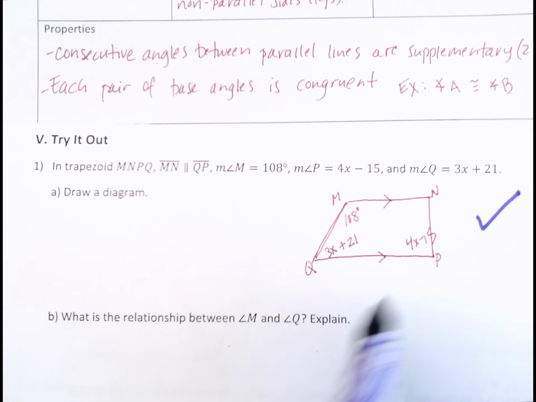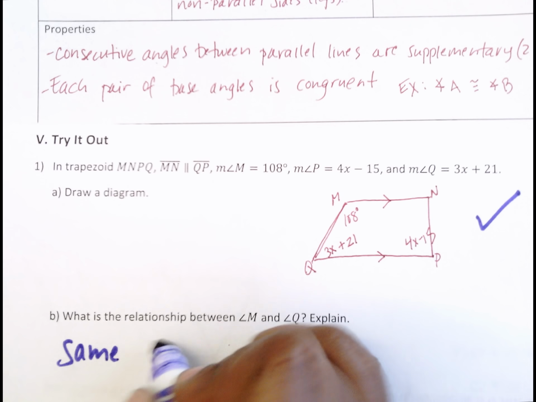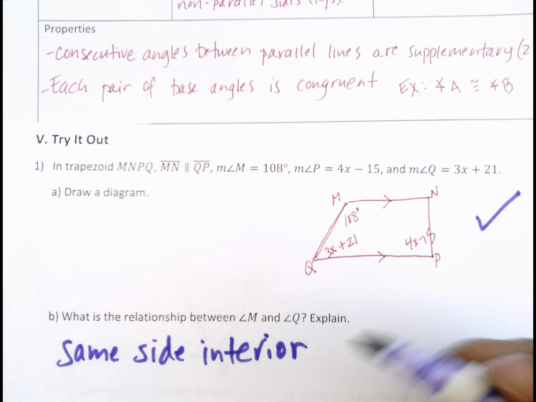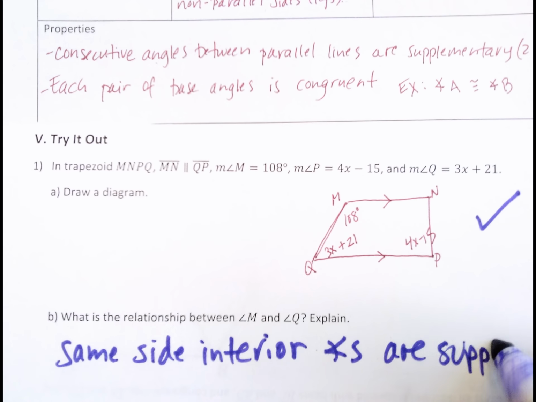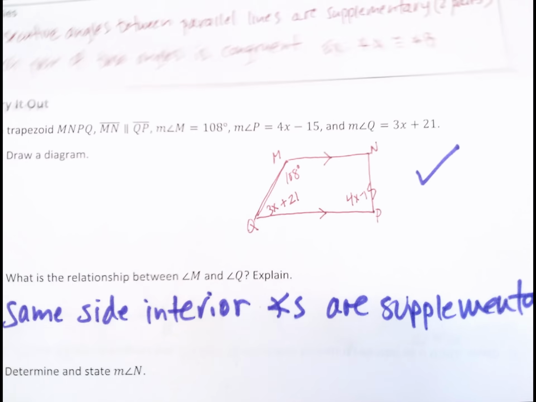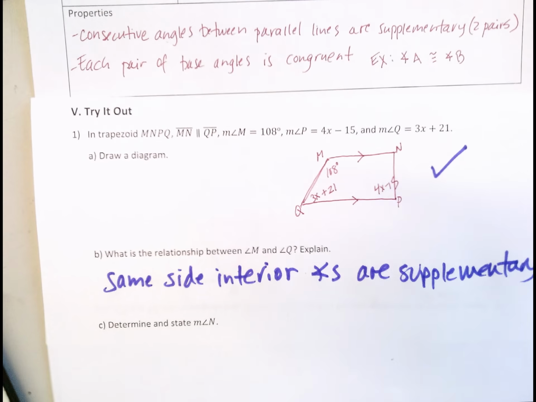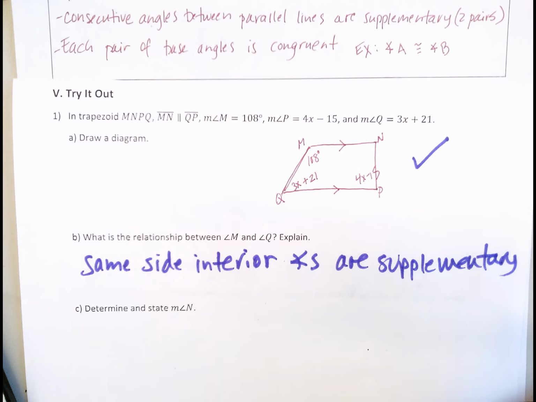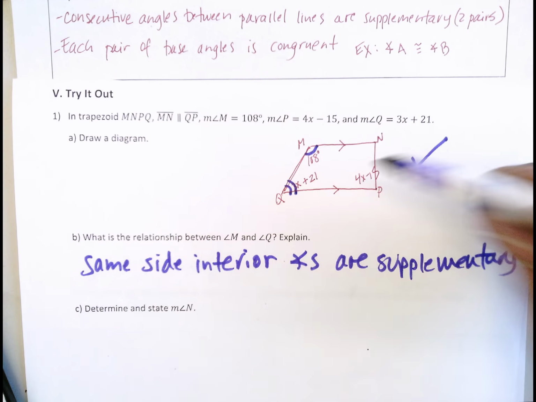So in a trapezoid, same side interior angles, I lost my pen, that's why I'm using this marker. Same side interior angles are supplementary. And that's the case here. We have a set of supplementary angles. Let me raise this up a little bit. So same side interior angles are supplementary. And this angle here and this angle here are same side interior angles.